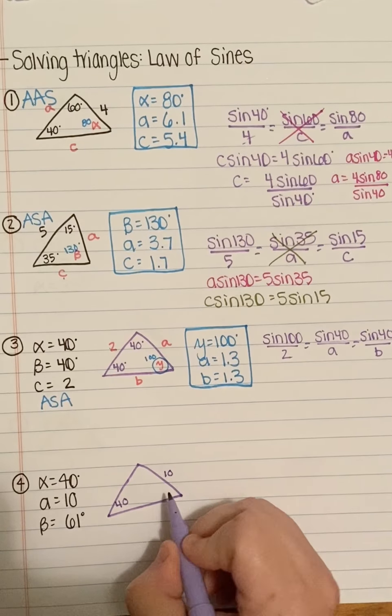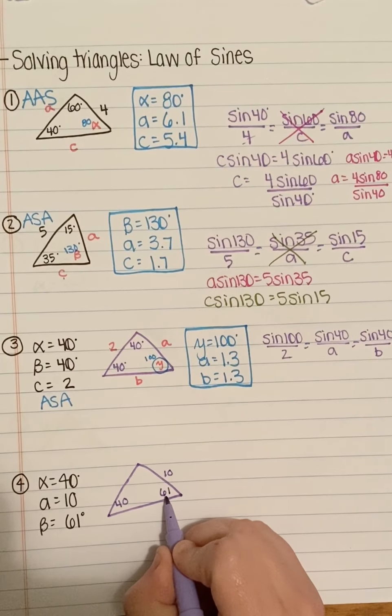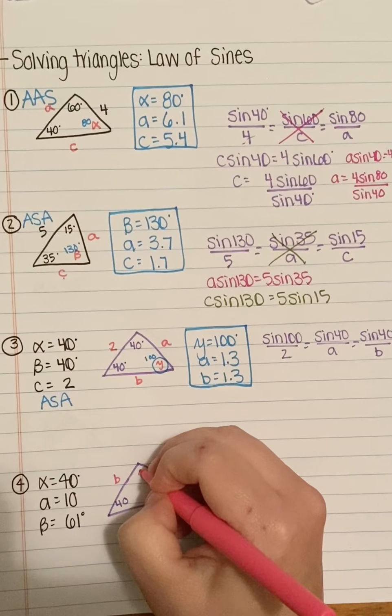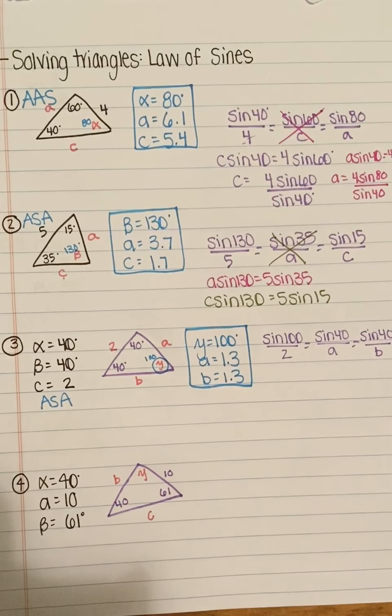Beta is 61, doesn't matter where you put beta. I'm going to throw it down here. Across from beta is B. I'm not given B, so that's something that I do not know, so I'm going to put B here. And then the last thing I don't know is gamma, so my other missing angle would be gamma, and across from gamma would be C.